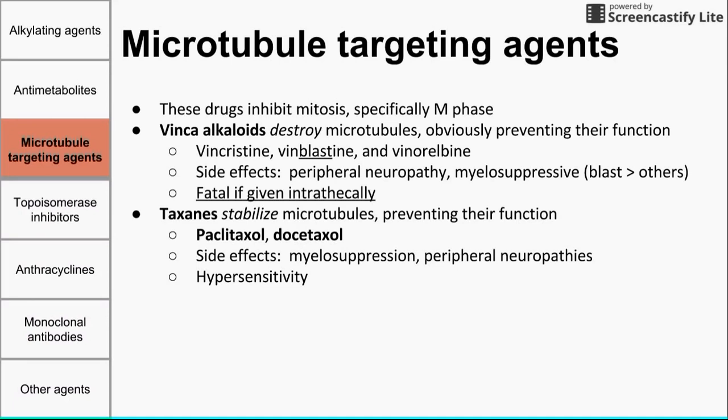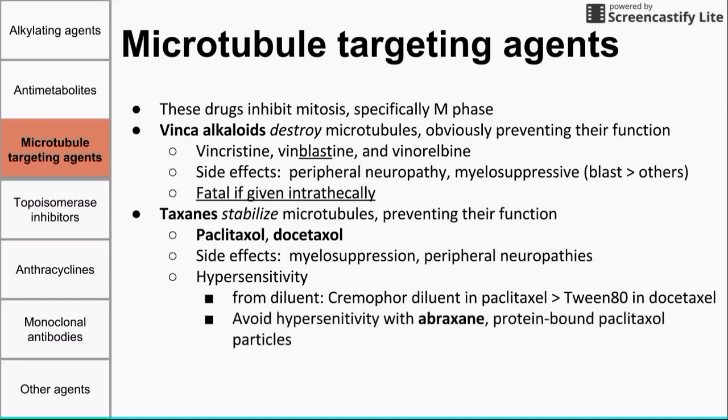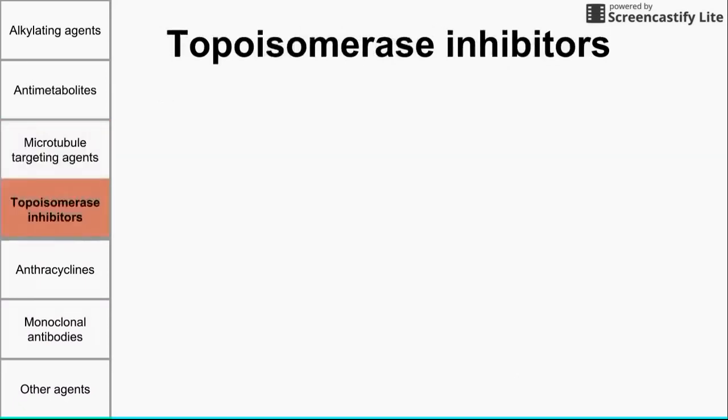And it's important to note that the hypersensitivity doesn't come from the drugs, paclitaxel and docetaxel, directly, but rather it comes from the diluents that the drugs are dissolved in. These diluents, Cremophor and Tween 80, both cause hypersensitivity. The one from paclitaxel, Cremophor, is a little more potent. If we don't want to deal with this hypersensitivity, we could also administer Abraxane, which is a different formulation of paclitaxel. It's protein-bound paclitaxel, and it helps us avoid the hypersensitivity that's involved with the Cremophor diluent in paclitaxel. One of the trade-offs of using Abraxane versus paclitaxel is that you have more neuropathy. So you have less hypersensitivity, but more neuropathy.